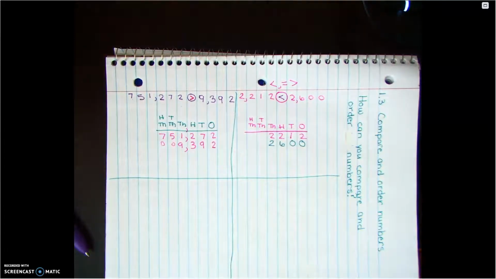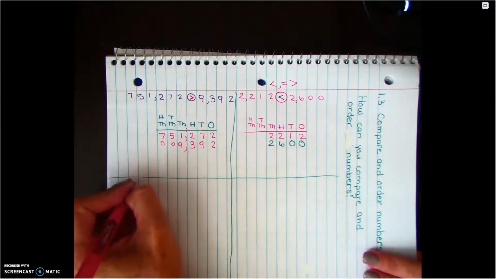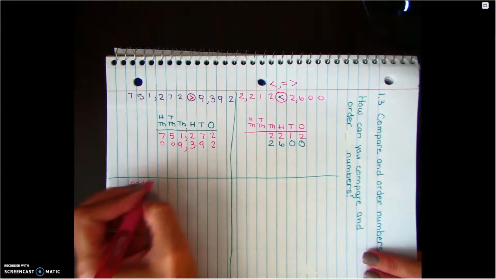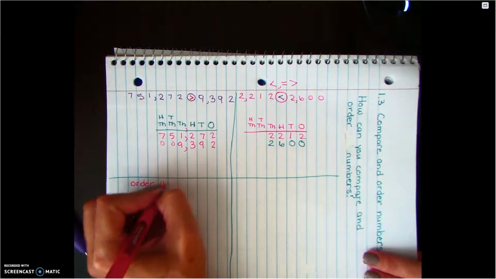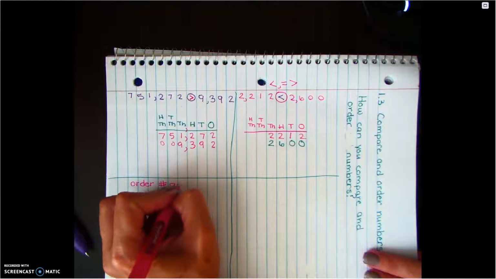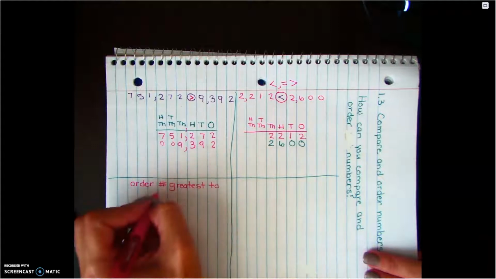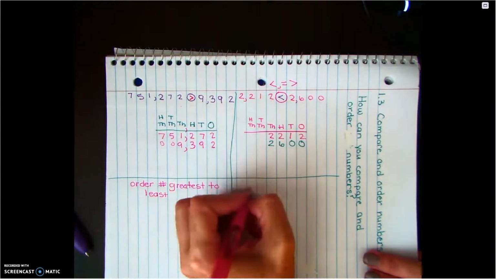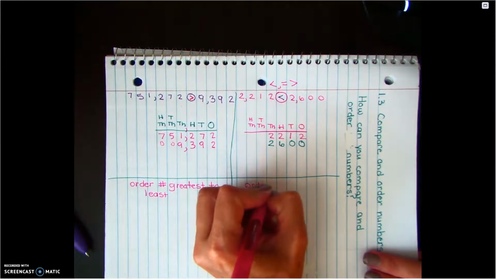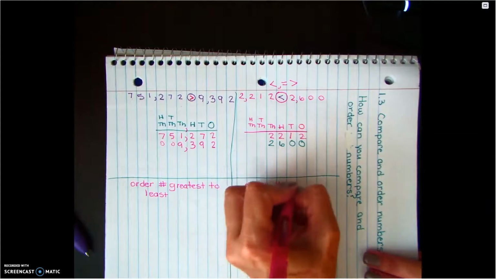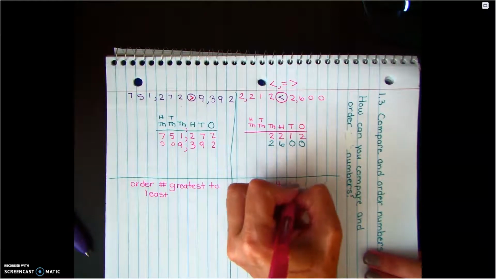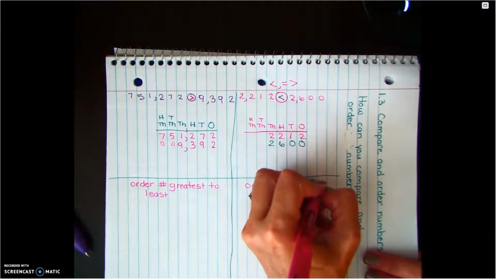Alright, so the next way is we're going to order the numbers. So I'm going to do the fast way. This means numbers from greatest to least. And this one is order numbers from least to greatest.